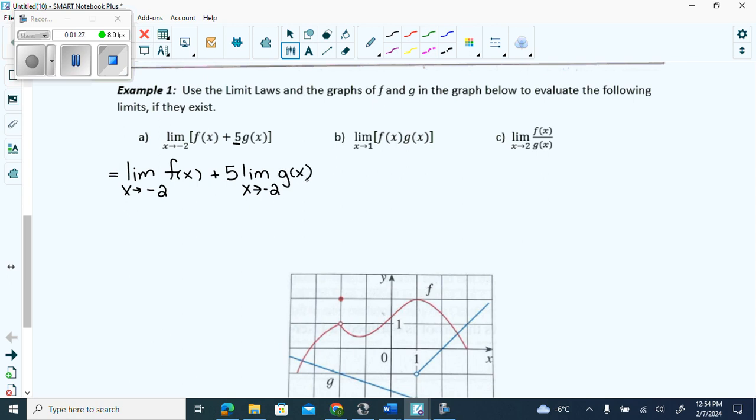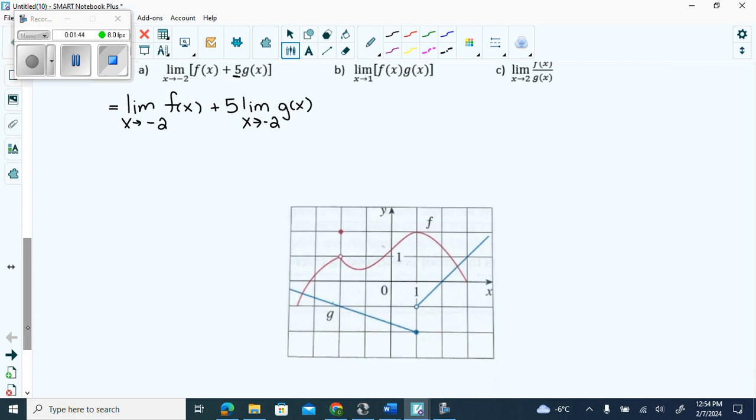Now remember, the limit is not specifically what the value is at that x, it's what it's approaching from the left and the right, and it has to be that same value. So a point of discontinuity can have a limit, because the limit is what it's approaching. So if I look here, I want the limit as x approaches -2. Well, I have to check from the left and the right and see if it's the same thing. So this is the f of x graph.